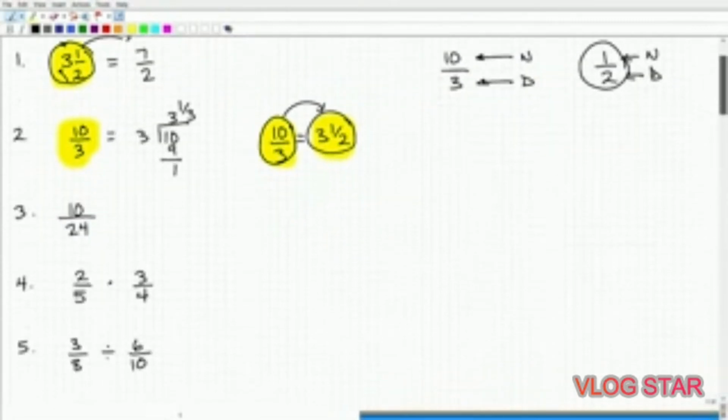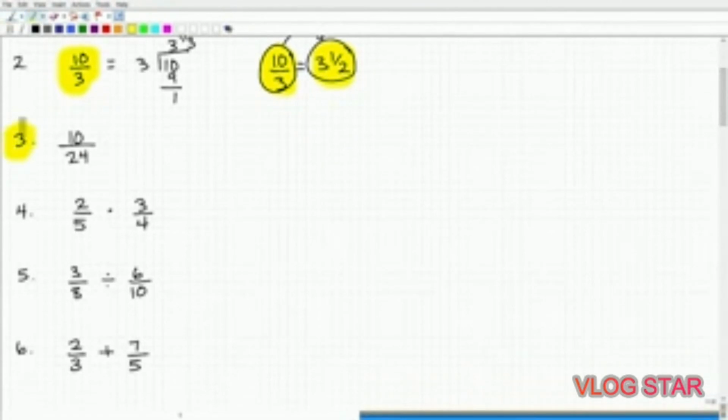Okay, so we're on to number 3. In this one, I wanted to talk very quickly about the idea of reducing or simplifying a fraction. So here I have 10/24. When you're dealing with fractions, you always want to reduce them or write them in their simplest form. So the idea here is to think of a number that goes into both 10 and 24. You might have thought to yourself, well, it's 2, and that's good. So 2 goes into 10 how many times? 5 times, and 2 goes into 24 12 times. So this fraction, 10/24, is equivalent to the simpler fraction, 5/12.